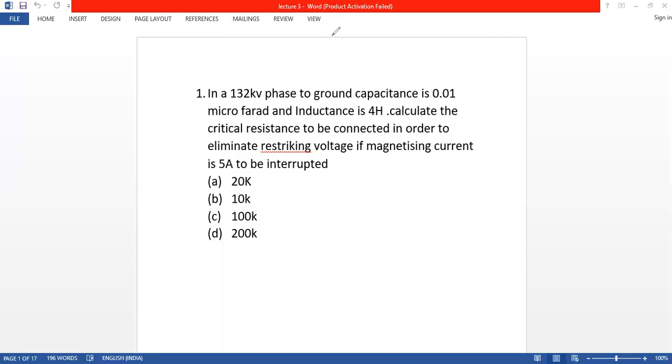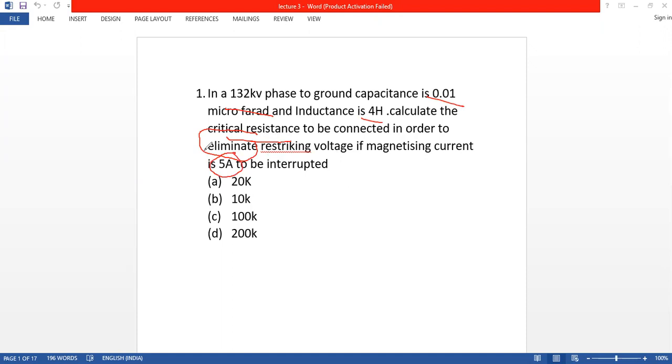Let us discuss a few more problems which appeared in previous years' exams. See here what it's telling. In a 132 kilovolt system, phase to ground capacitance of 0.01 microfarad and inductance of 4 Henry, calculate the critical resistance required in order to eliminate the restriking voltage. Magnetizing current 5 amperes.